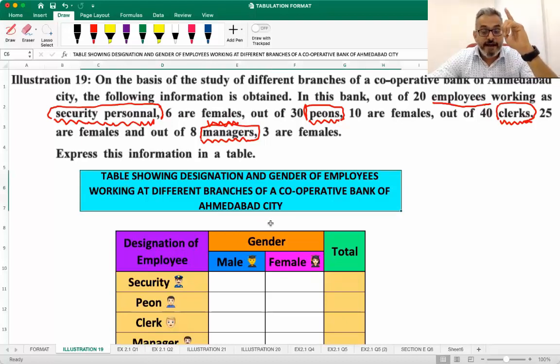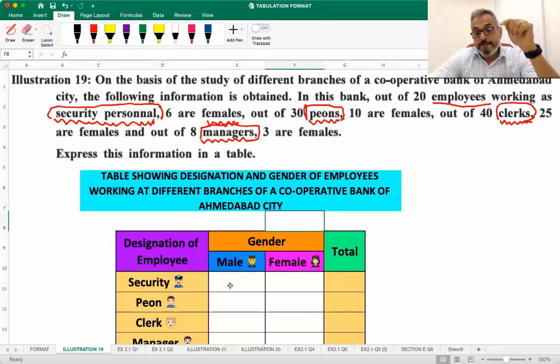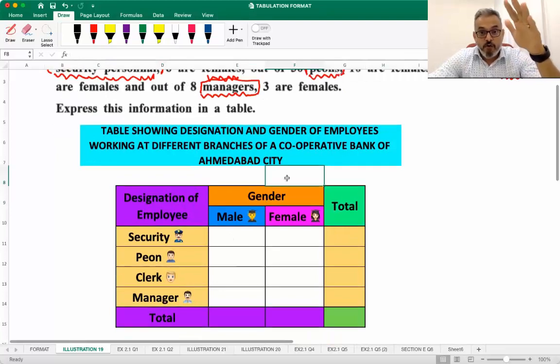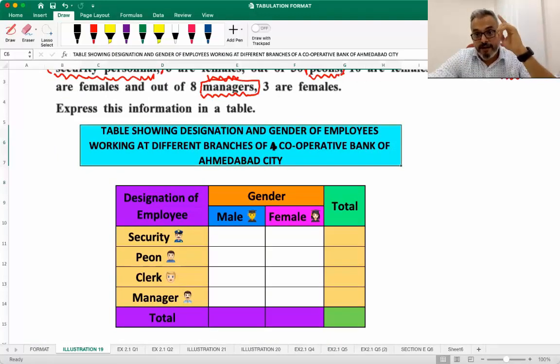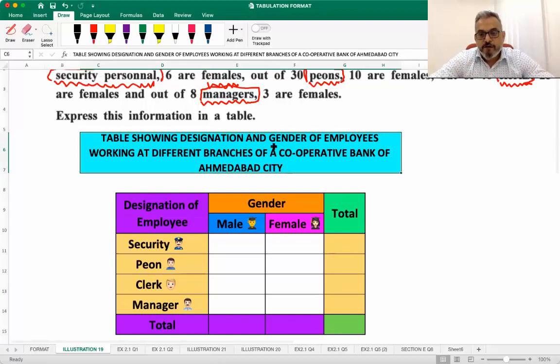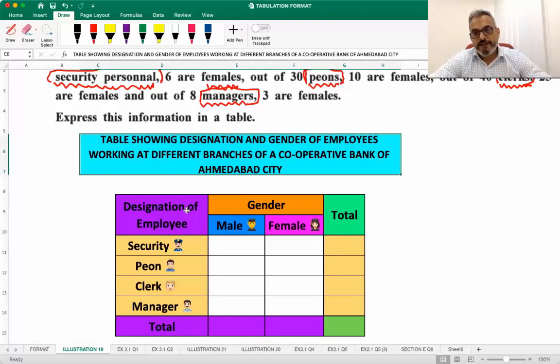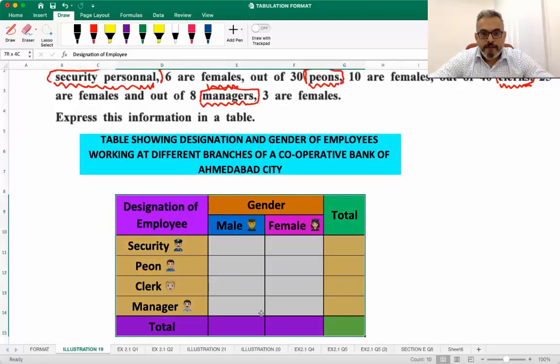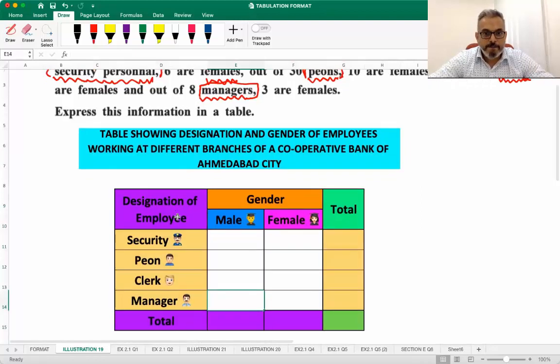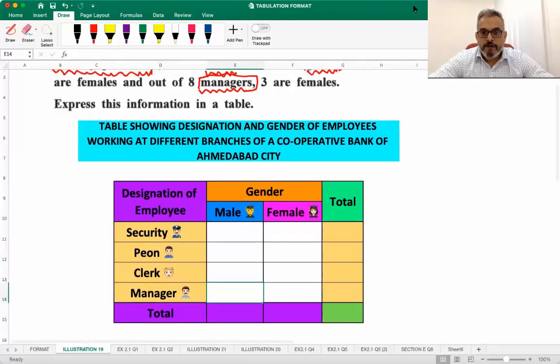If you forget the heading, although your table is correct, your marks will go because this title is required. It is known as the title of the table or heading of the table. So please write the heading and with the help of a scale, make proper formats. Then we will start with the sum. Read the question again and then make the format.